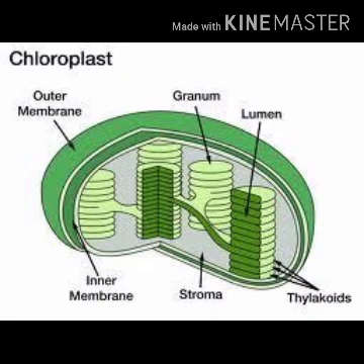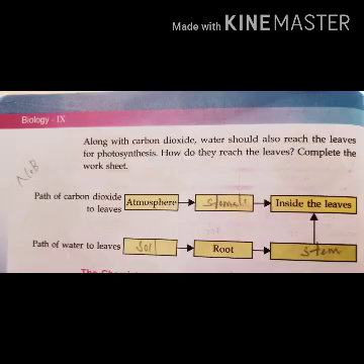And what about the other factors? Along with carbon dioxide, water should also reach the leaves for photosynthesis. How do they reach the leaves? Look at the illustration. From the soil, water reaches the leaves through root and stem, and carbon dioxide is taken by the leaves and through the stomata it gets into the leaf.